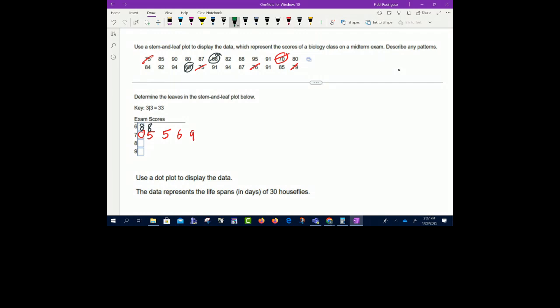Y'all, let's do the same thing for the 80s. So in my first row, I got two that are exactly 80. So let's put a 0 here and a 0 here. Okay. Let's see. I don't have any 81s, but we do have an 82 right there. So let's go ahead and get that guy. Okay. 82, 83s. No, but we do have an 84. So let's write that 84 right there. Looks like we also have an 85. Two 85s. Where's the other one? Down here. Boom. Very good.